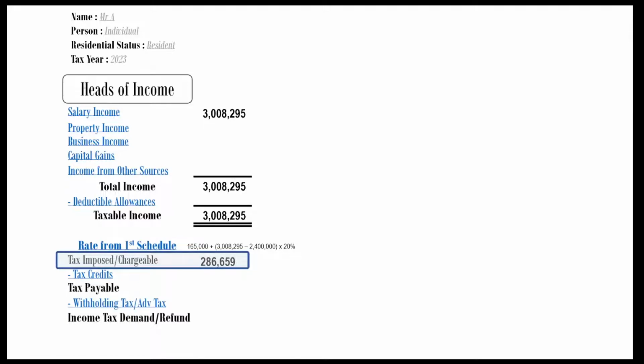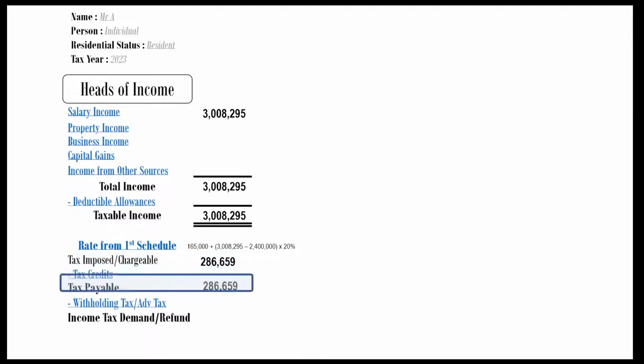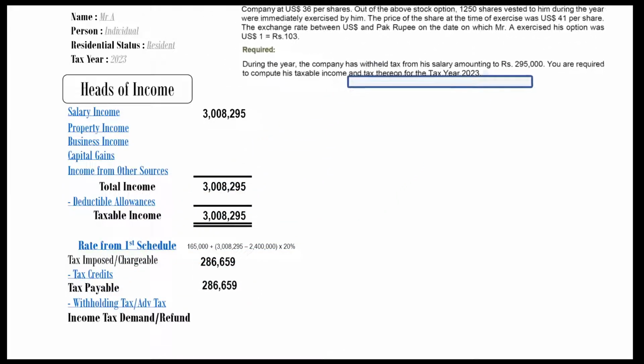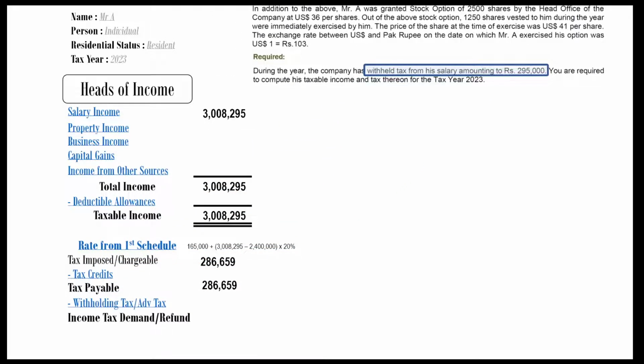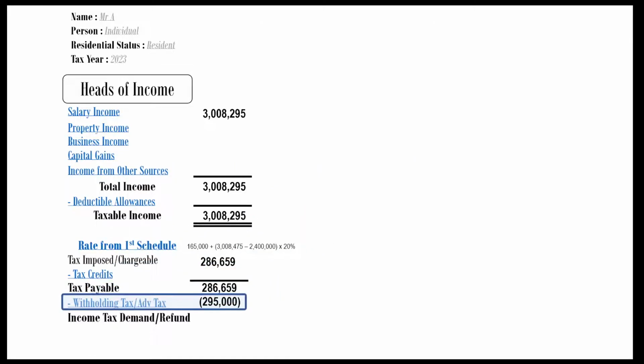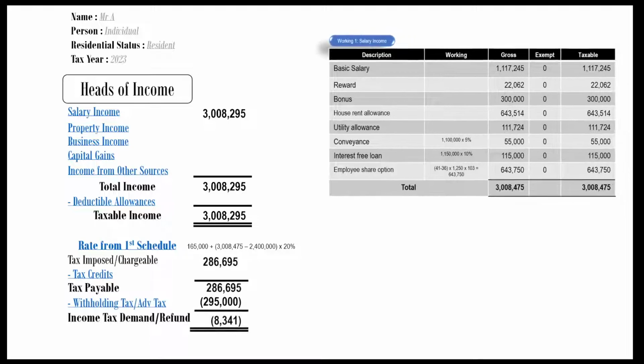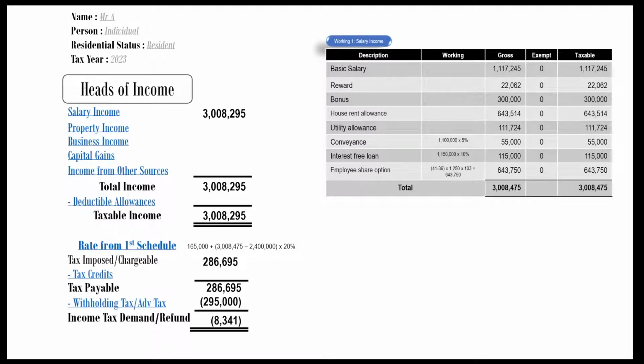There being no tax credits, the tax payable is very easy to calculate. Refer back to question to see withholding tax. The amount mentioned in question is Rupee 295,000. Bring this figure to your format. After deducting withholding tax from tax payable, tax refund comes to Rs 8341. Your answer is complete now.